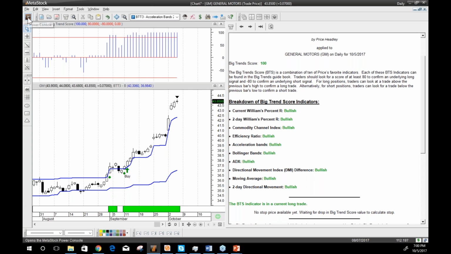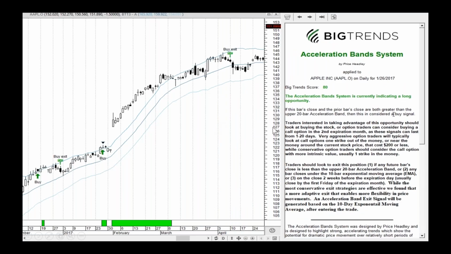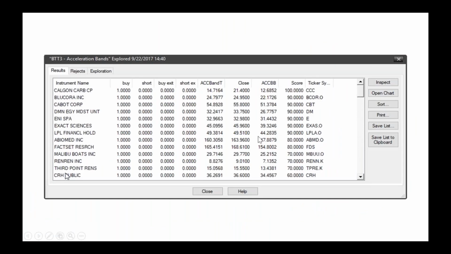I've always been impressed with Price's thoroughness. Let's go back into the PowerPoint for a second. In addition to that, so that's the scoring system. That's how the commentary works. In addition, you'll be able to take any of those methods, like the acceleration, the efficiency, the score, the bands, any of the methods that are there.